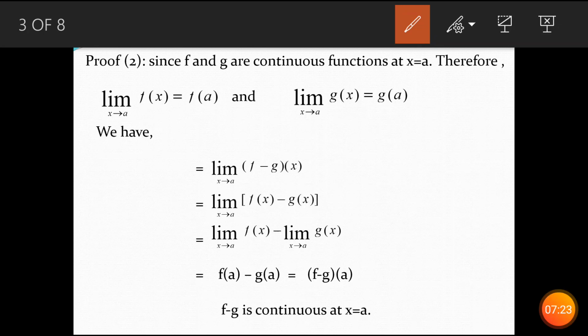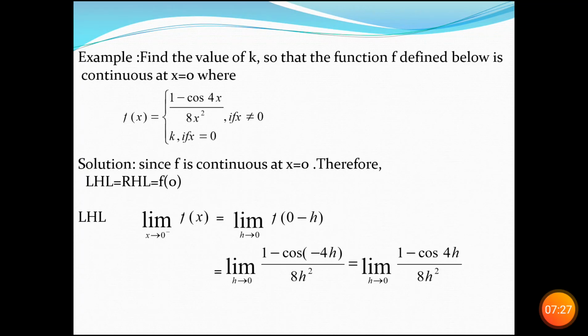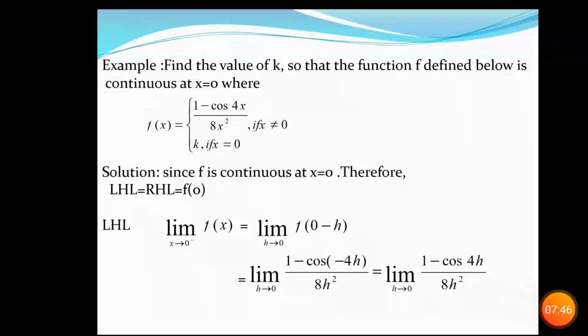Now just see a few of the examples. This is one of the examples. Find the value of k so that the function f defined below is continuous at x equals 0. The function is defined in this way: for x not equal to 0, the function definition is this, and for x equals 0, the function is k. Now how to solve it?